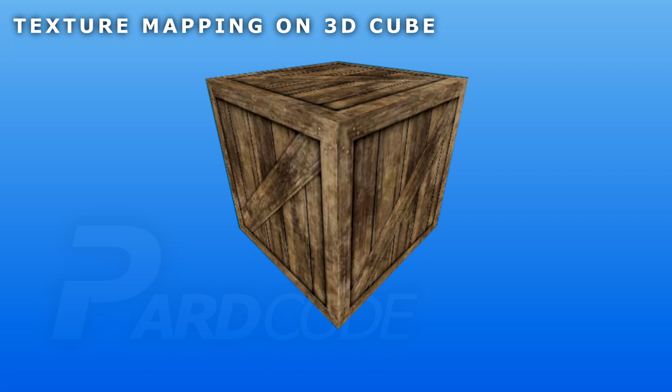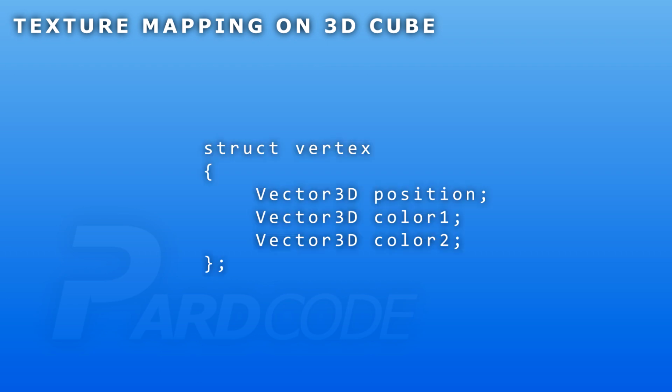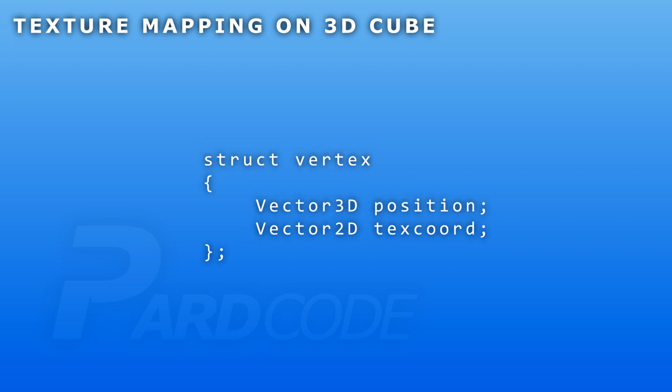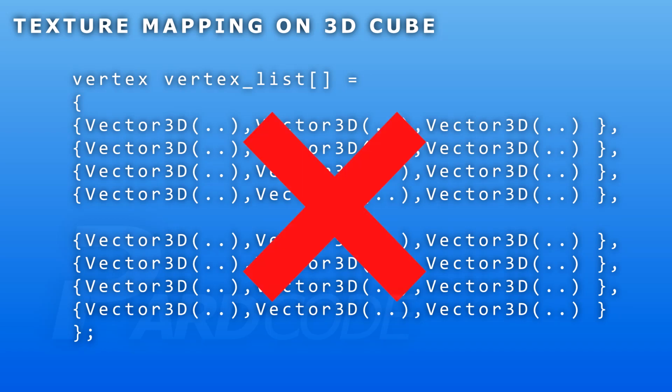Well, in order to map a texture over our 3D cube, we need to change the data structure of the vertices of our model, that we have called vertex. Previously we have added a position attribute with other two colors attribute. Today we will substitute the color attributes with a texture coordinate that will be simply a 2D vector. Very well. The last time we have created a list of 8 vertices, one for each vertex that composes our cube. But unfortunately we can't use this list anymore because of the introduction of texture coordinates.